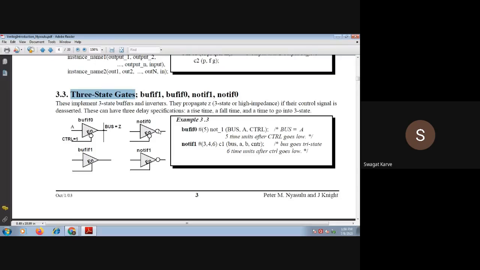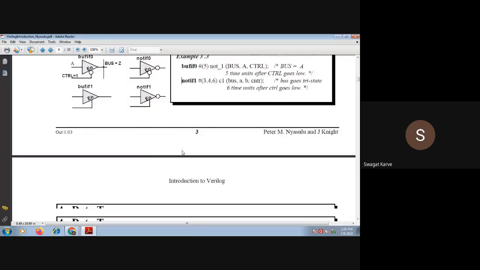So you can use the 3-state gates, right? Such as buffer 1, buffer 0, not 1, not 2. So these are the buffers, right? That also you can use directly in your programming. Simply you have to write this name as buff, FIFO, that means first in, first out buffer, and simply you can write its syntax, right? In this way, you can use the buffers also.